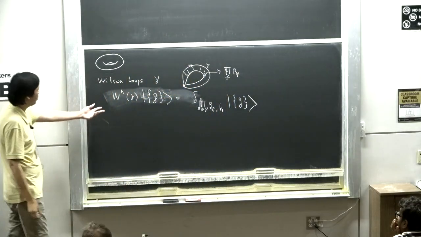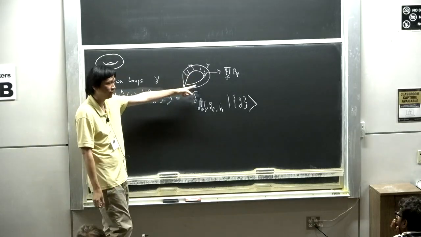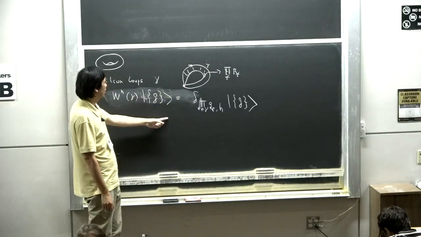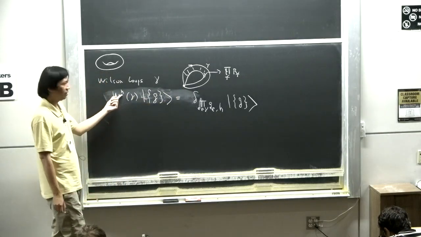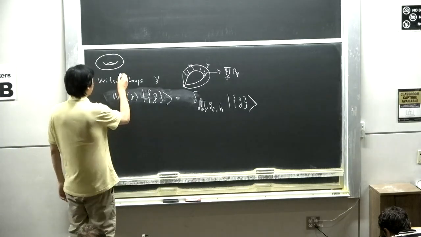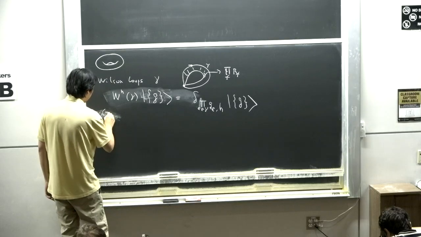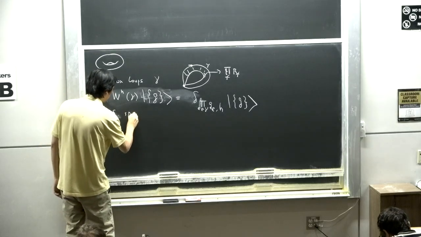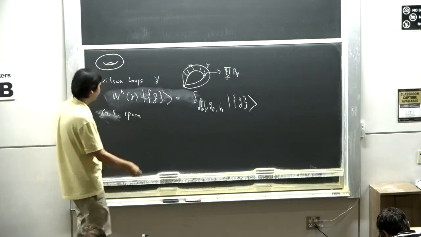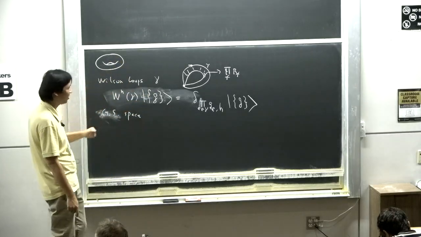So the expectation value of this Wilson loop, at least when you restrict to the ground state, doesn't depend on which path you pick. We also know that if you choose a different base point, it's just the same as conjugating this H, globally conjugating all H. Okay? So the state space, the ground state space, is parameterized by these Wilson loops, the value of the Wilson loops along the various loops on the torus.